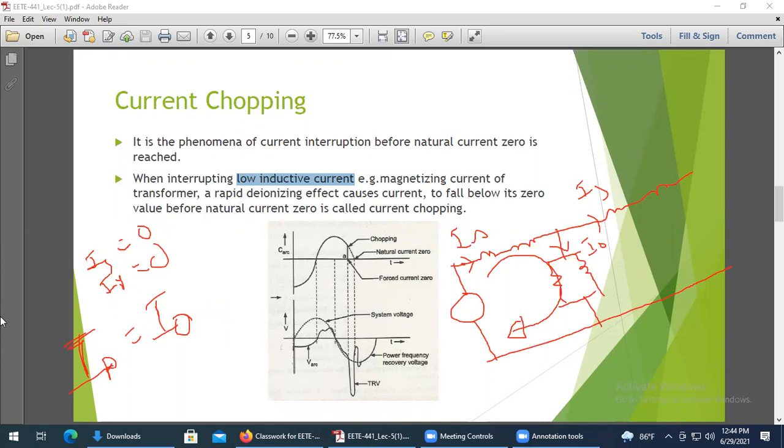Now what happens when you want to trip the circuit breaker under these circumstances? We want to discuss those things under this current chopping phenomena.